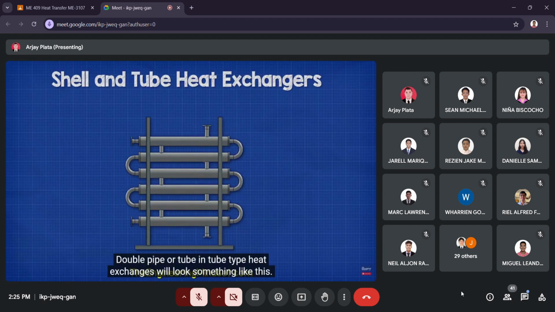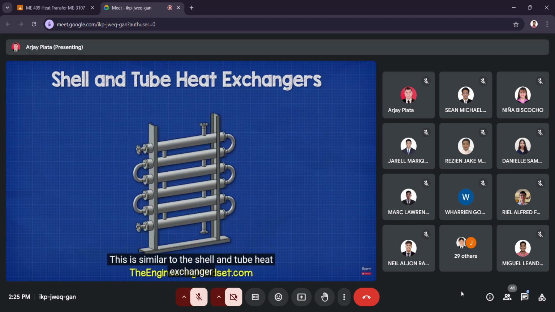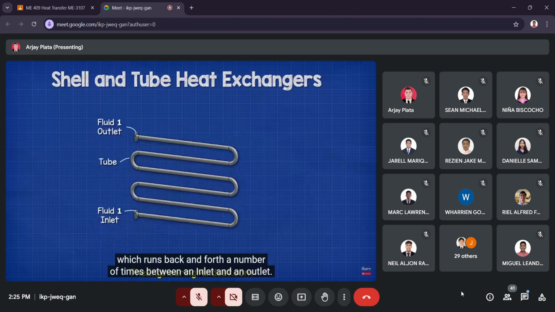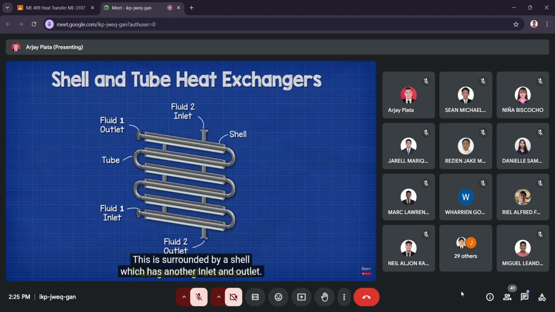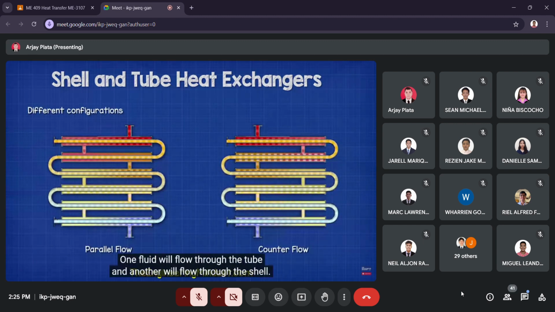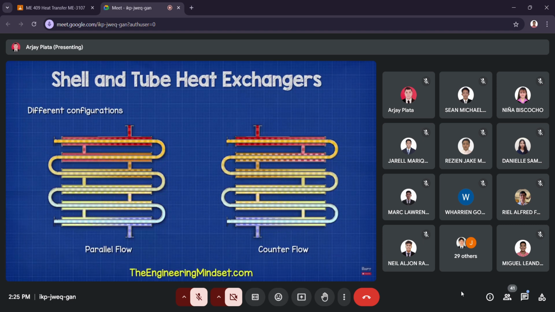Double pipe or tube-in-tube type heat exchangers will look something like this. This is similar to the shell and tube heat exchanger because essentially we just have a tube which runs back and forth a number of times between an inlet and an outlet. This is surrounded by a shell which has another inlet and outlet. A metal frame will hold the unit in place. Typically, these will all be made from stainless steel. One fluid will flow through the tube and another will flow through the shell. The two fluids are separated by the tube wall and transfer thermal energy through this tube wall.